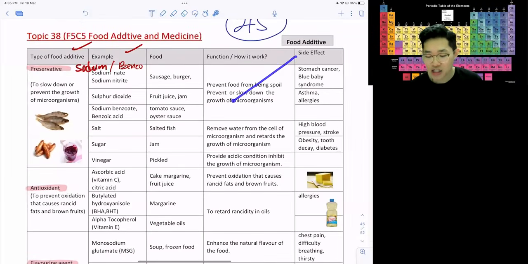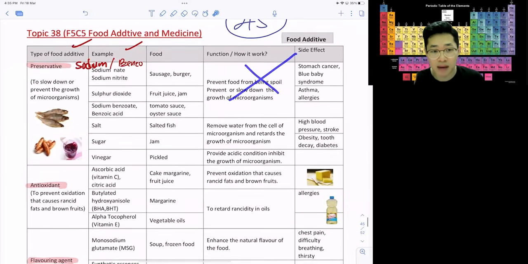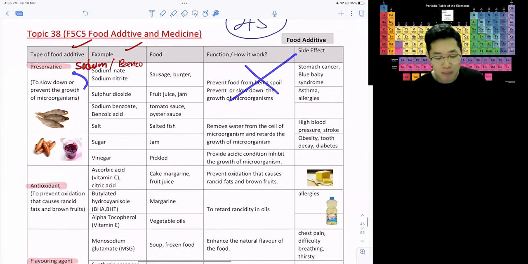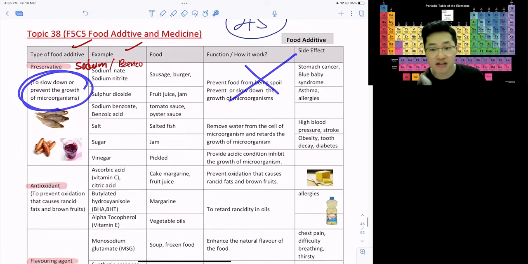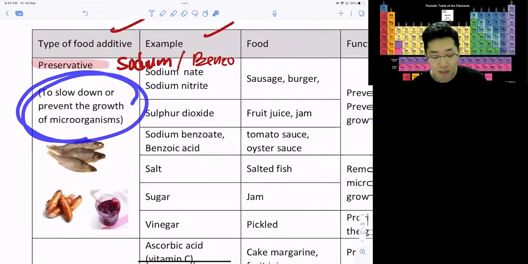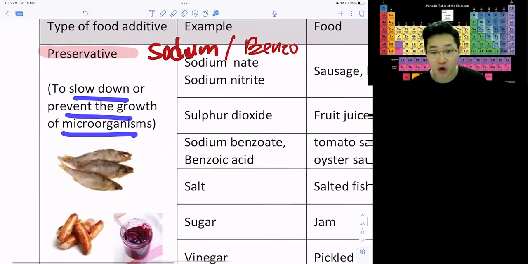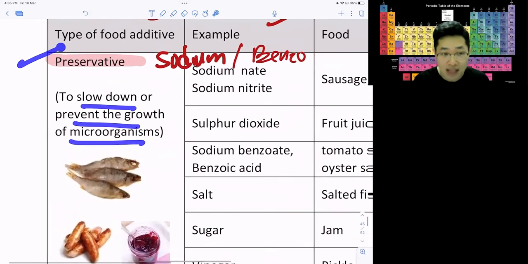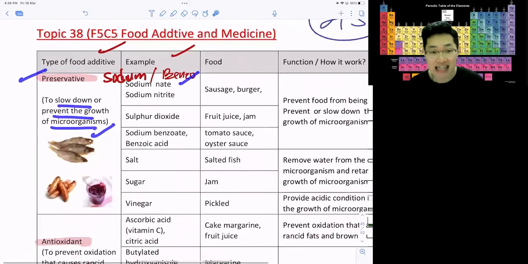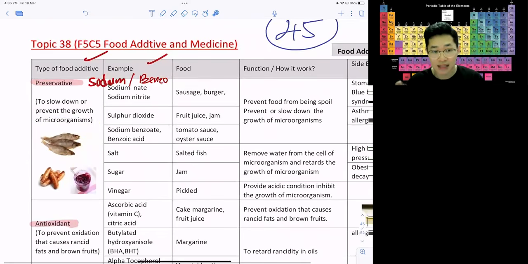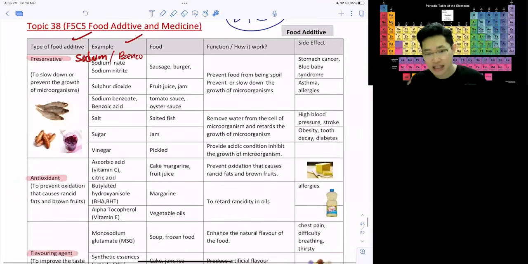So what is the function? This one don't have to remember. You just have to remember the general uses, the general function of the substance. Like for example, preservative is to slow down or prevent the growth of microorganisms. So you remember the type, the general function, and then the example, just like that. Okay, side effect later in the question we will go through a bit.